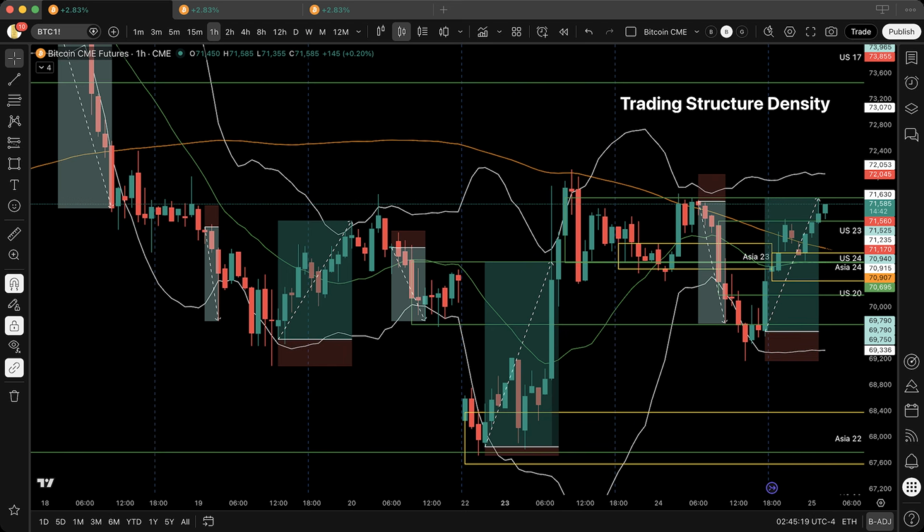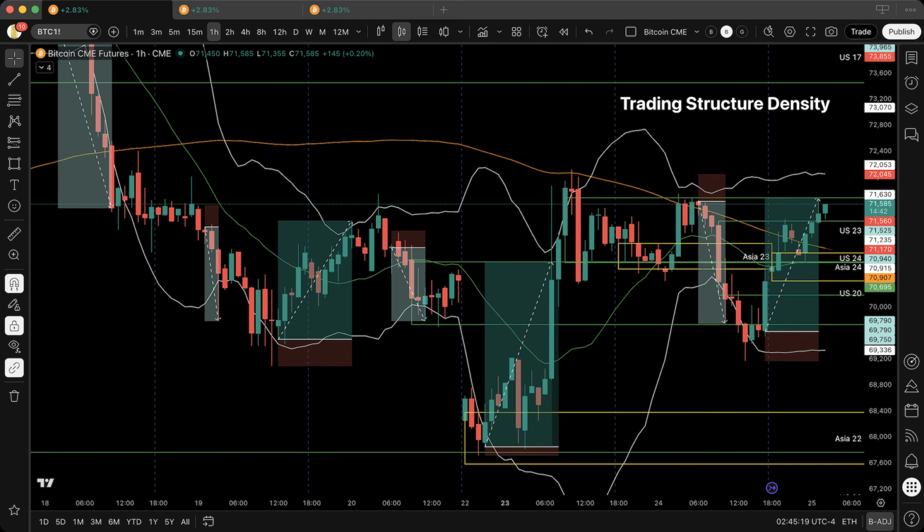The mistake most traders make here is simple. They see movement and assume opportunity. But movement alone is not opportunity. Opportunity is defined by structure. Now we break this down using the 5 axes. First is time. Time shows us session formation. And right now, sessions are not expanding outward. They are forming inside previous sessions.